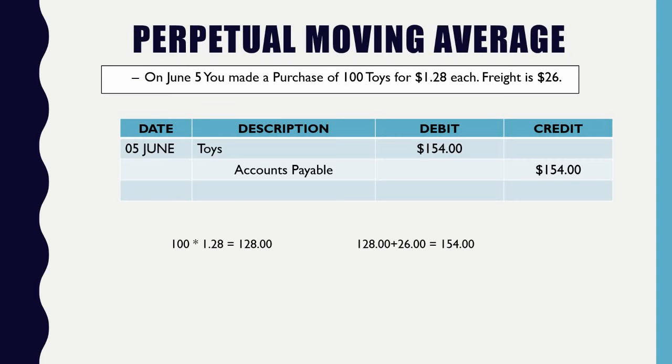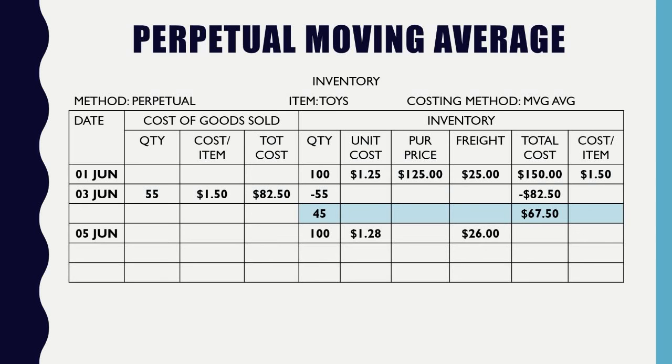But then on June 5th, we end up purchasing an additional 100 toys at $1.28 with a freight of 26. So this is where I'm going to plug my numbers in. I just purchased 100 units, and it's currently at $1.28, so it's going to be 128 plus 26, which gives me a total cost of 154, or $1.54 per item. Now, this is where we need to stop, because now this is what I have to do to calculate my average cost per item.